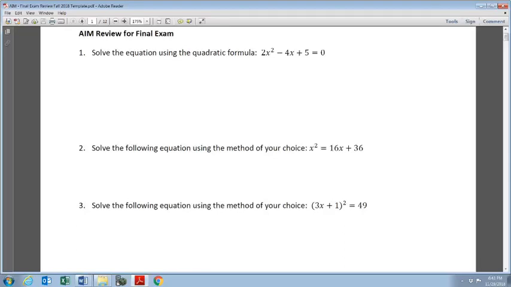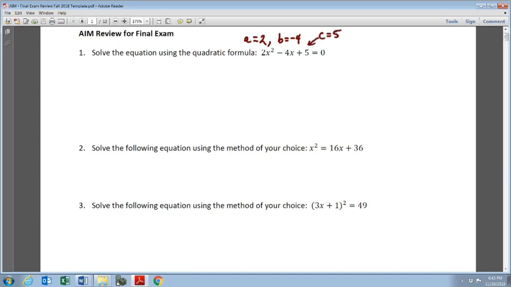Alright, in this video I'll be doing the problems on the review for the AIM final. So on number 1 here it asks us to use the quadratic formula. So notice this is in standard form, so the coefficients of x squared, x, and our constant, that's where we get a, b, and c from. So in this problem here, a is 2, b is -4, and c is 5.